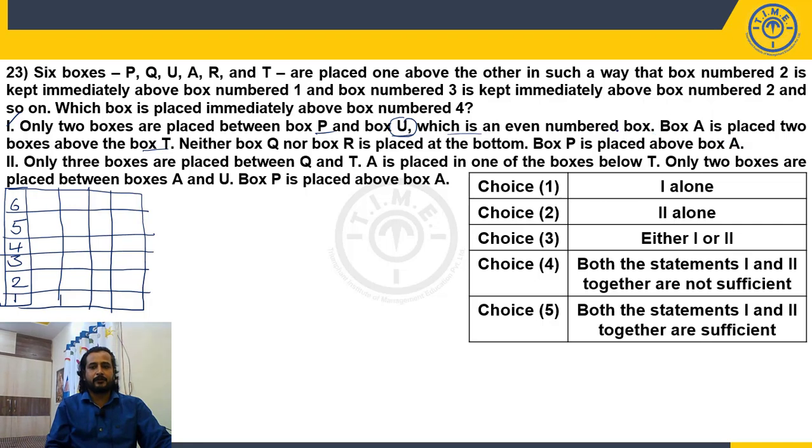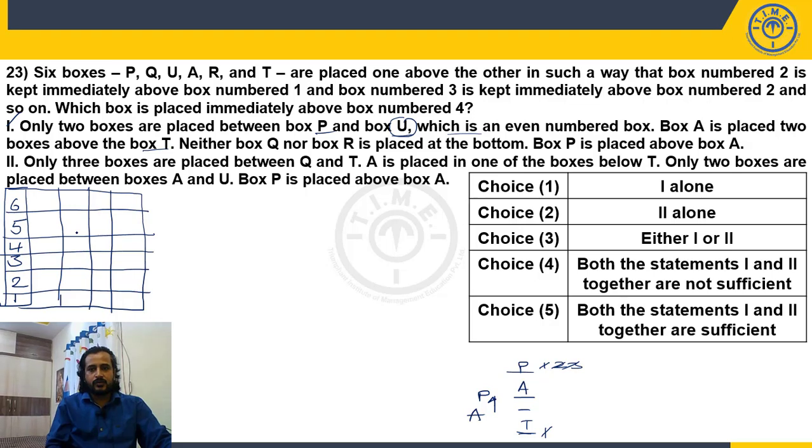Okay, let's see. Box P is placed above box A. When box P is placed above A, definitely P cannot be at the bottom, right? Can P be at the bottom? No, because P is placed above A, and A is placed 2 boxes above T. And above A, P is also required. So minimum to minimum, P cannot be on the first, second and third. So P can be 4th, 5th or 6th. Any one of them. And only 2 boxes between U and P.